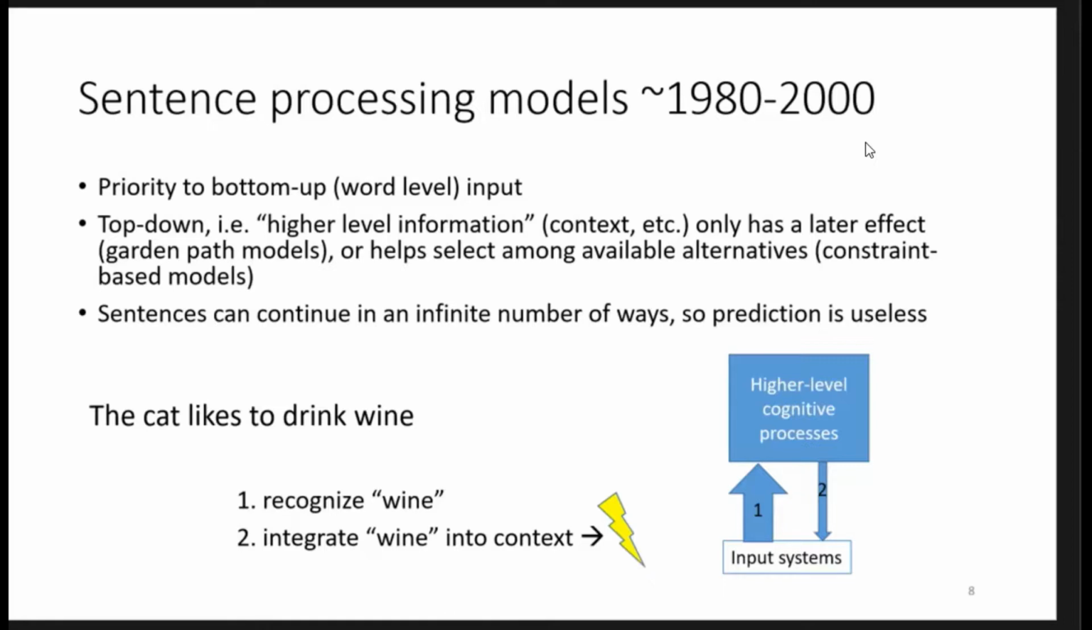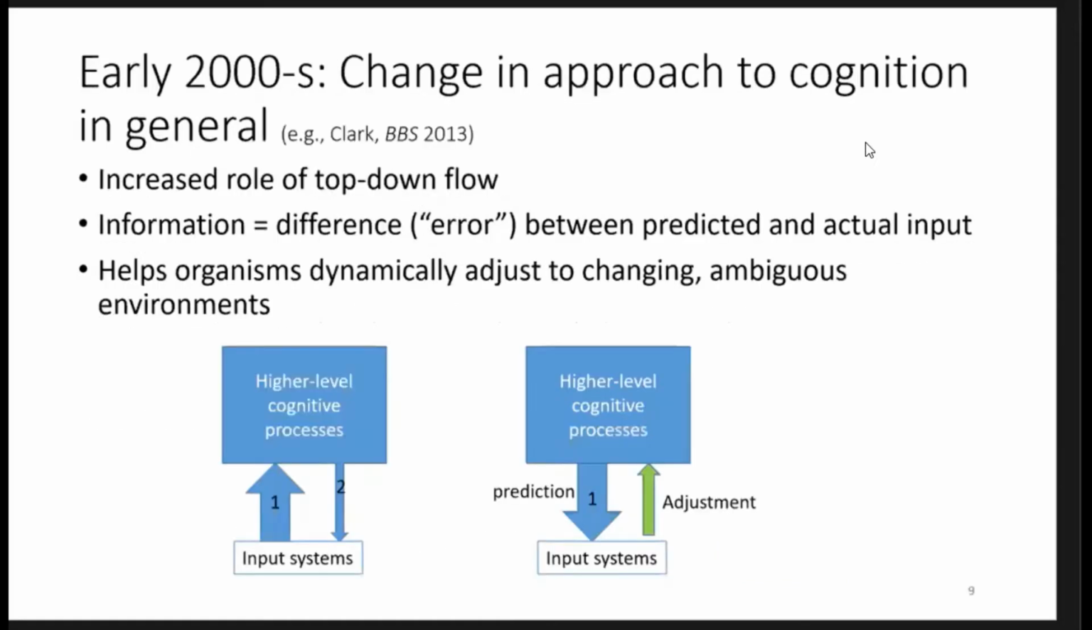And to illustrate how we thought about sentence processing, if you have a sentence like the cat likes to drink wine, the idea is that at the word wine, you lexically activate the word wine, and only in stage 2, you relate that to the context, and then you have the anomaly. And that's what your N400 would reflect, for instance. It would reflect the integration difficulty. So that all turned around at the turn of the century, especially in cognitive neuroscience, with the idea that the brain is like a predictive coding machine, a prediction machine, which means that you have an increased role of this top-down information.